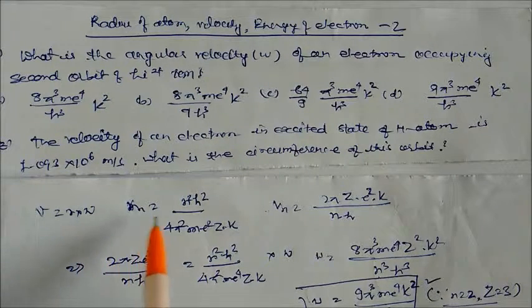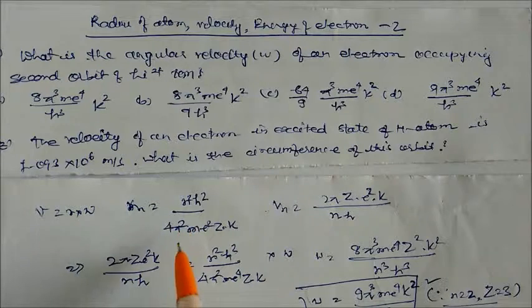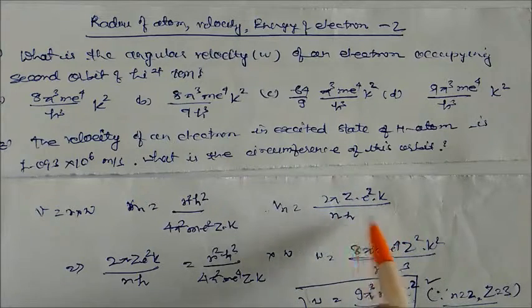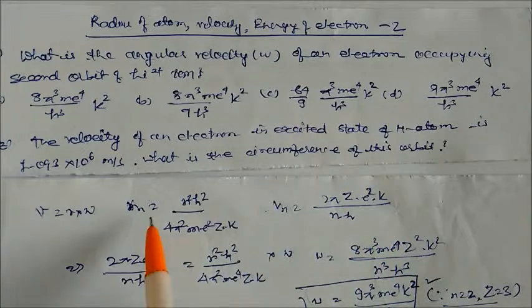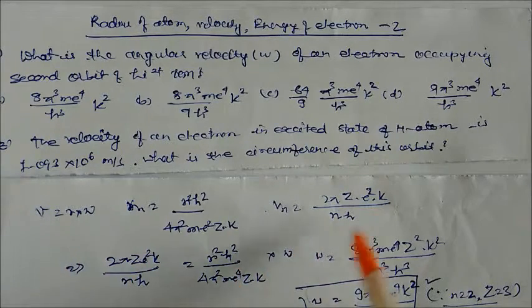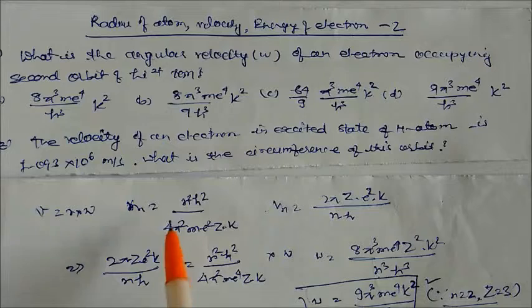Here Rn is equal to n square h square divided by 4 pi square m e square z k, and the velocity of the nth orbit is 2 pi z e square k divided by n h. So just put this value of r here and v here. So this is your v and this is r, n square h square over 4 pi square m e square z k. Putting the values into omega, omega equals this much value.